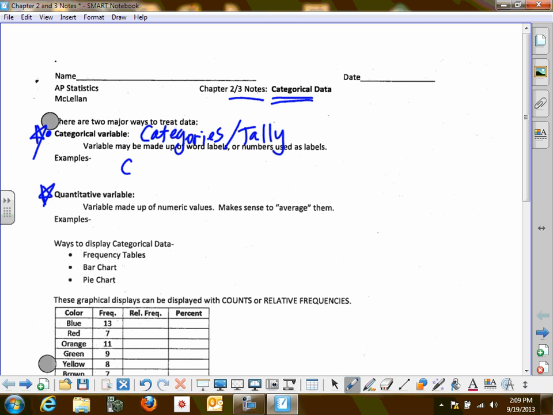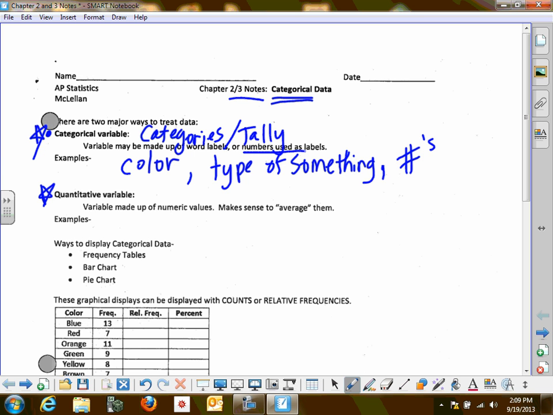So examples, colors of M&Ms. Okay? Types of something, for example, type of shoes in this class. I could tally the types of our shoes in the class. It can be numbers, but they are numbers that are labels. They are numbers that are used as labels, numbers that don't average.